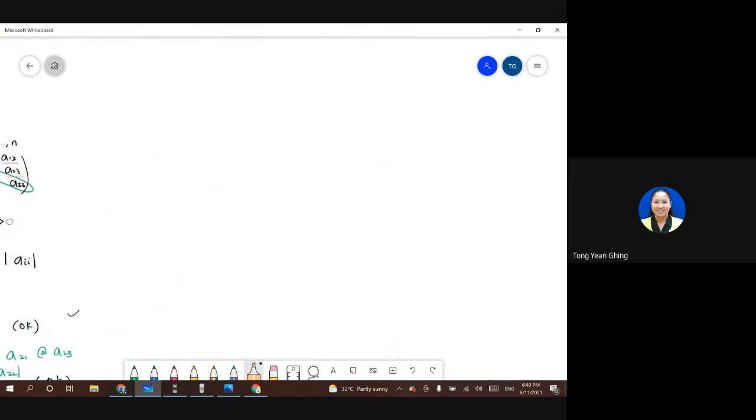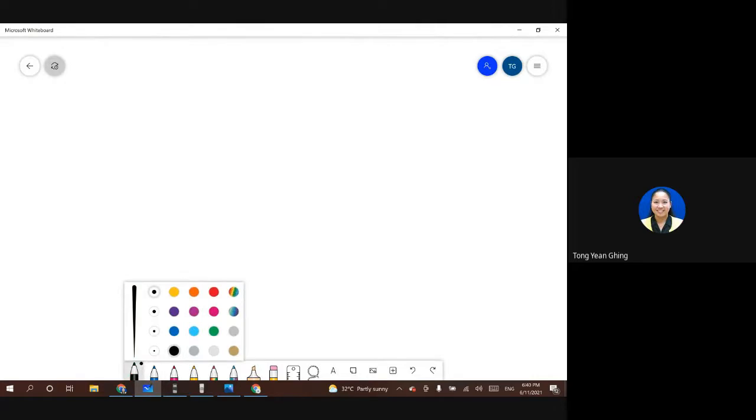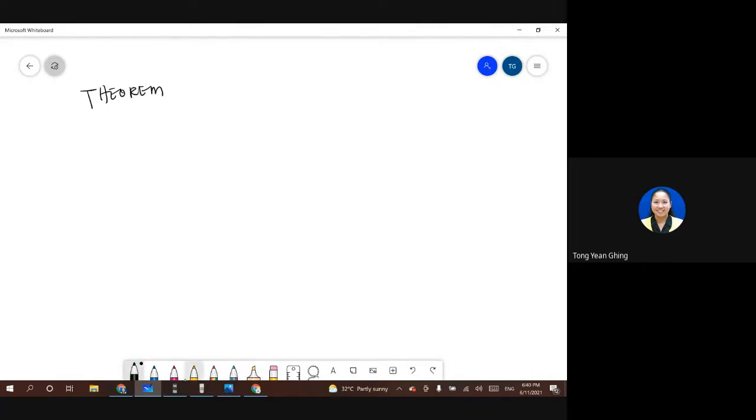We go to the theorem to check whether this matrix is symmetric positive definite or not, using the theorem. You can refer to page 54 in your books.